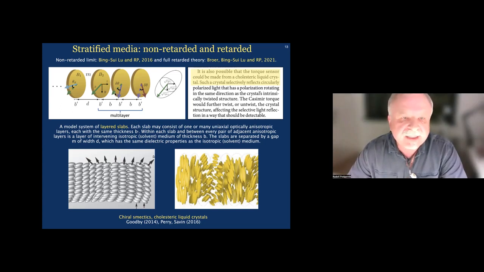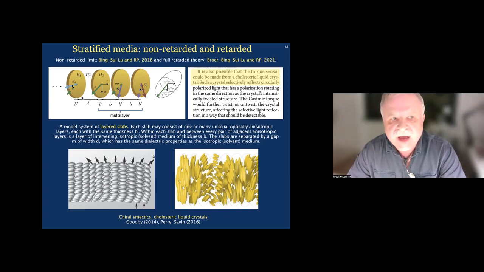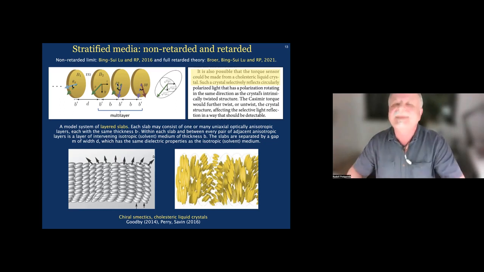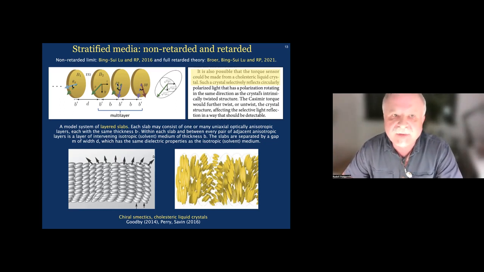So here you see schematically what I'm talking about. You have one surface of finite thickness, which is anisotropic, and then you have many other ones, which are also anisotropic, but the axis of the dielectric tensor is rotating. So the two neighboring layers are displaced by a delta theta. This was the original problem that we addressed with Bing-Sui Lu, and the idea of these so-called layered slabs of anisotropic material was to model cholesteric liquid crystals.